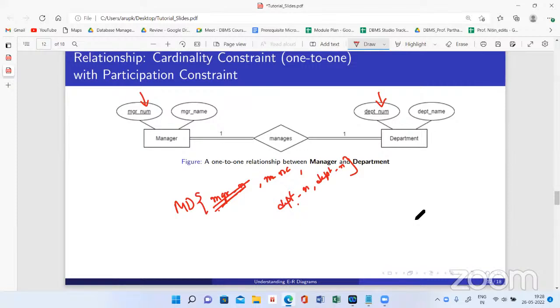Yeah, why not? If it is a composite attribute, I understand. But since they represent two different objects, it's a different way to present the thing, right?